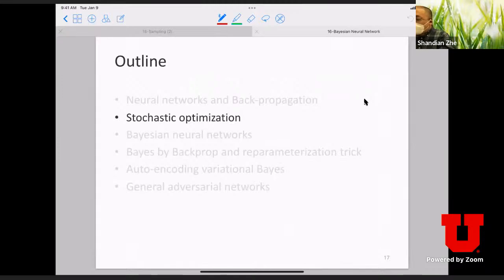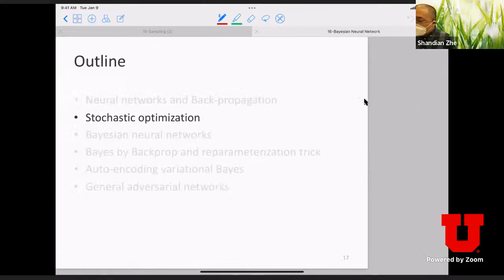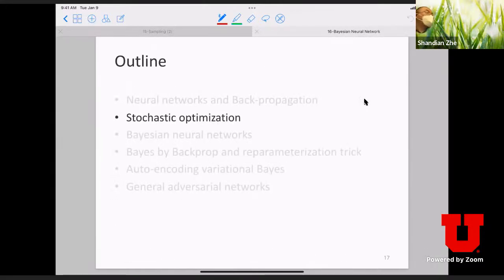So next we're going to talk about stochastic optimization, right? Perhaps we can stop here today because we only have 2 minutes left.